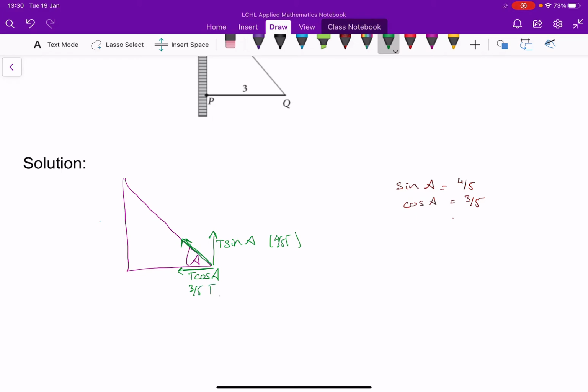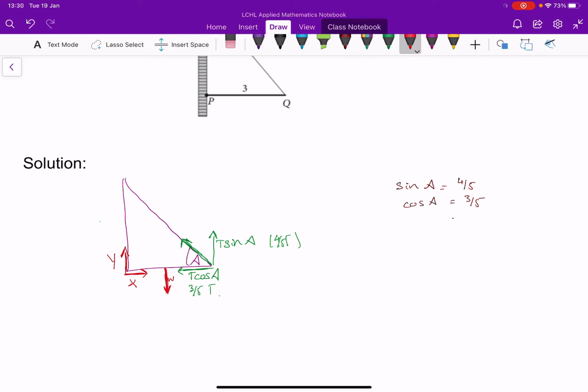Now, if we're looking at what other forces we have on this, we also have the force W, which acts through the middle. So that's halfway, which is 1.5 metres. And then we have the forces around the point P, where it hinges. We know nothing about these forces, so I'm just going to call them X and Y. I'm going to let that be Y, and that be X. So I put in my W there.